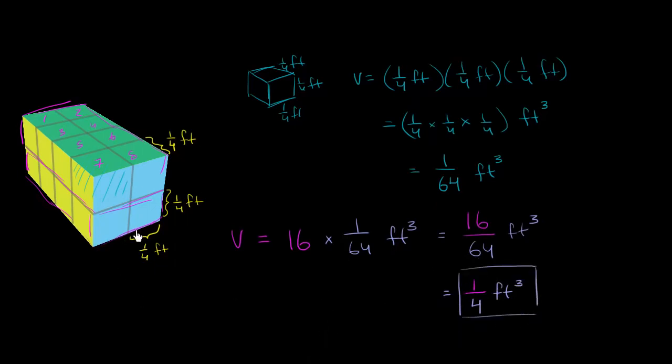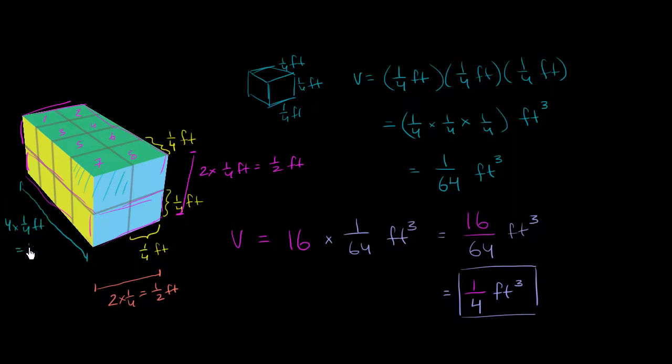You could have just thought about the dimensions of the length, the width, and the height. The width right over here is going to be 2 times 1/4 feet, which is equal to 1/2 of a foot. The height here is the same thing: 2 times 1/4 of a foot, which is equal to 2/4, or 1/2 of a foot. And then the length here is 4 times 1/4 of a foot, which is equal to 4/4 of a foot, which is equal to 1 foot.